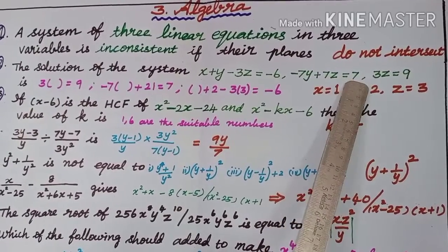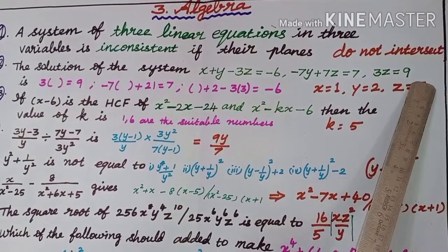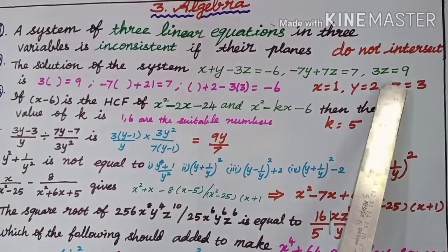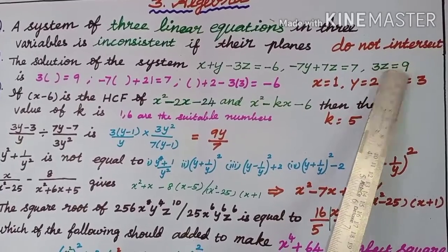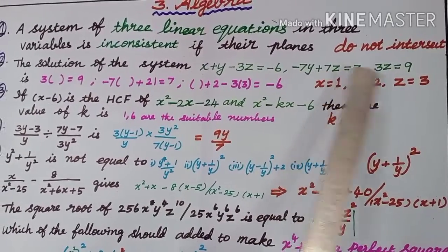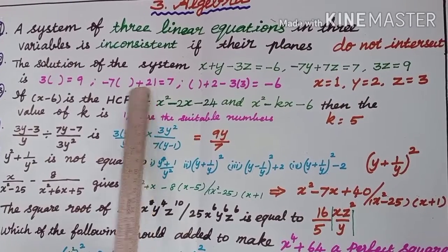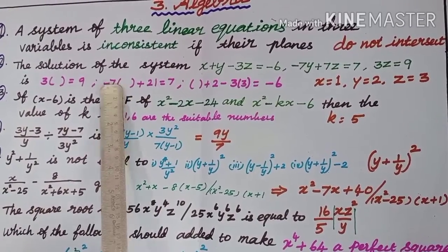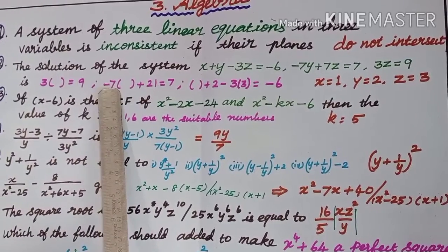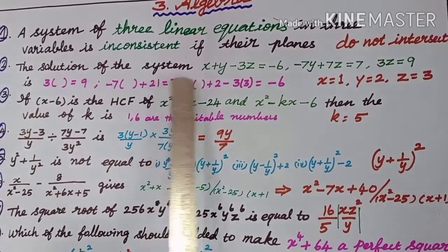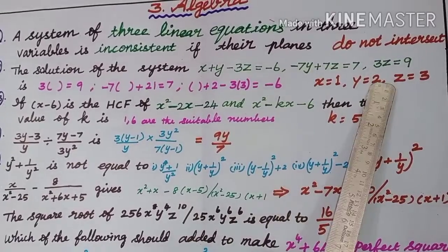Second question, what is the solution of x plus y minus 3z equal to minus 6, minus 7y plus 7z equal to 7, 3z equal to 9? Obviously, here the z value is 3. So you put 3 here, 21. If you reduce 21 by 14, you will get 7, so the y value is 2.